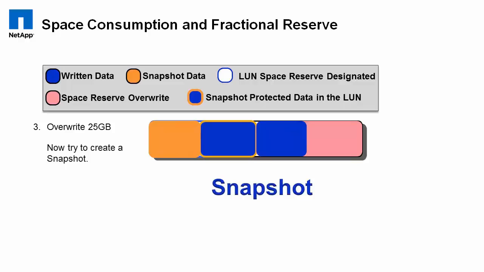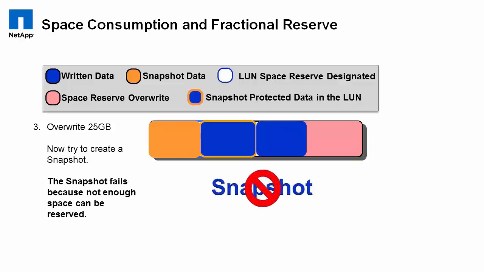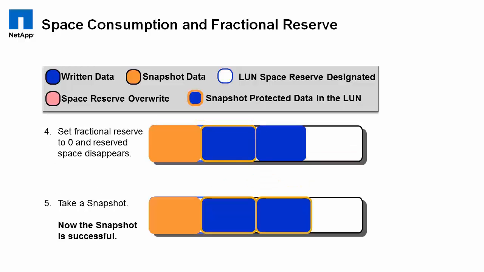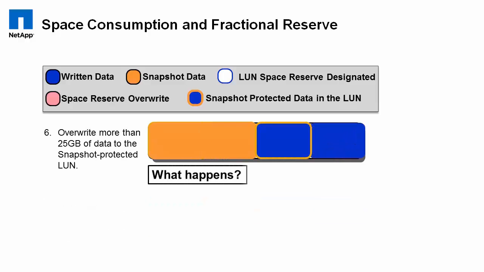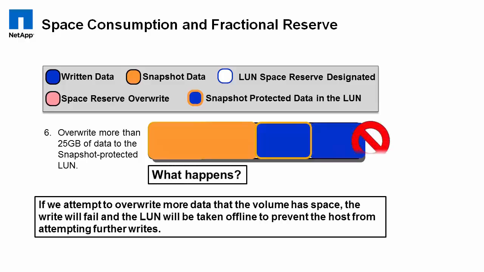We'll go ahead and set fractional reserve to 0. Previously it would have been at 100. And the space reservation disables, so you can see the pink space there on our screen is no longer there. So you can go ahead and take your snapshot. But if you write more than 25 gigs of data to the LUN, it will be taken offline.